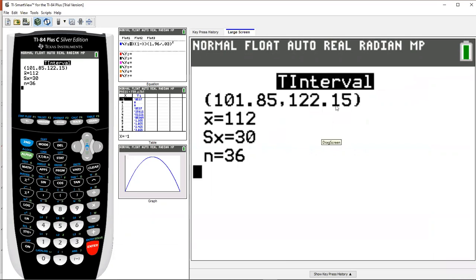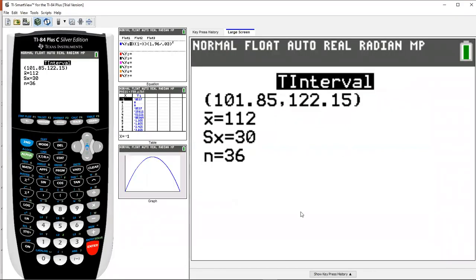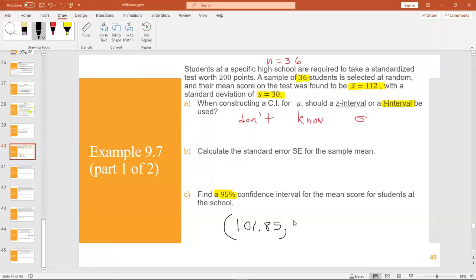All right, so it gives you the interval, it gives you X bar, S, and N. So 101.85. Let's write that down, 101.85. And then the other end is 122.15. Okay, so that is the confidence interval.